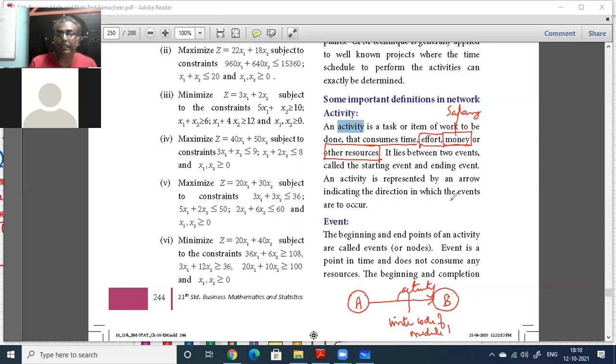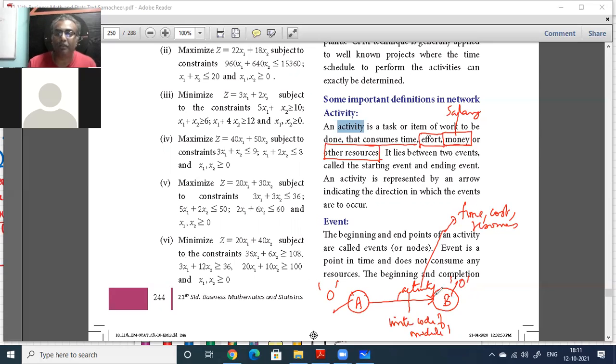Event: the beginning and end points of an activity are called events. You can call it event or you can call it node. Node A and node B, usually they call them nodes, not events. But an event is a point in time and does not consume any resource. Please understand, an activity only is consuming time, cost, or other resources. But this event is a dummy. There is no time involved in that. This is zero time.